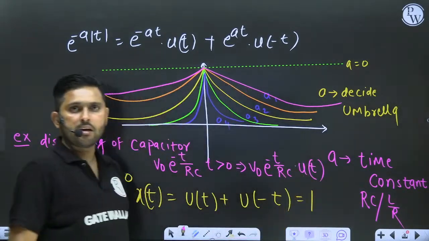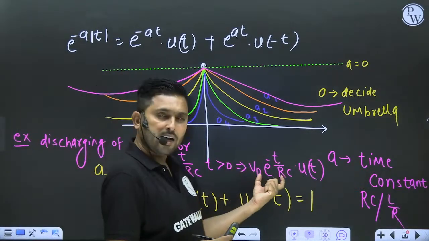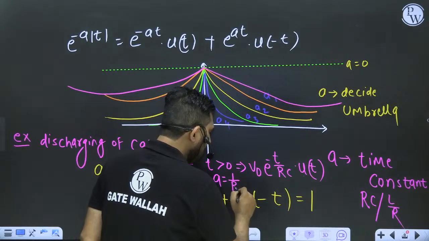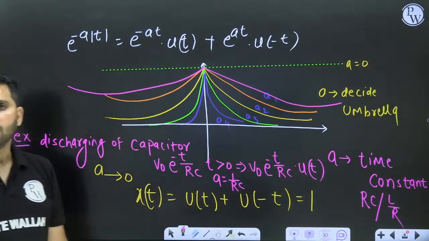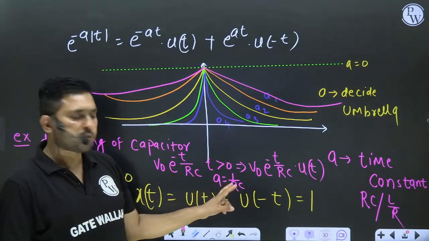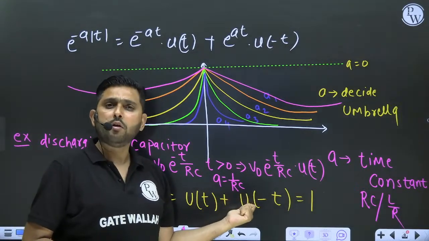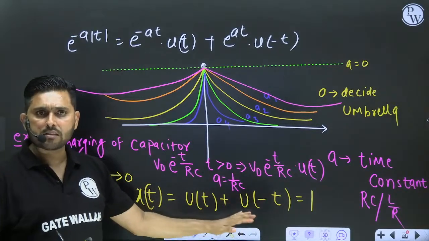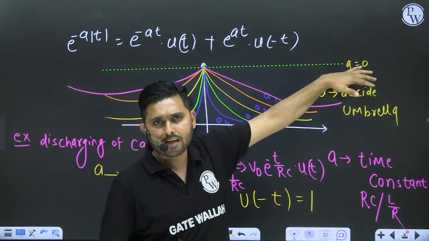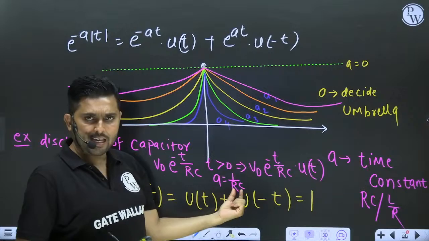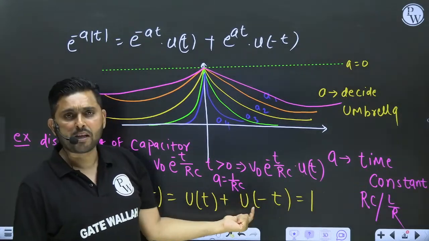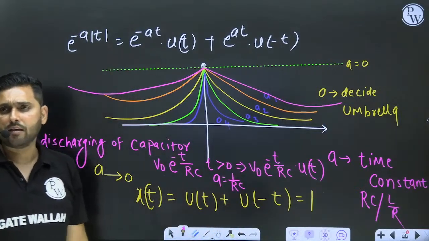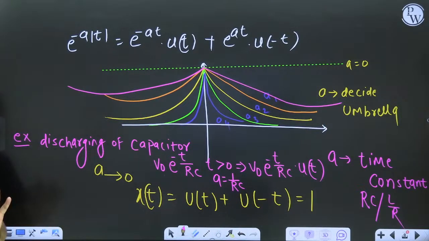So what is a here? Here a is 1 by RC. If I say that a is equal to 0, this means I am taking RC to be equal to infinity. If the time constant RC is very, very large, then the curve is exactly flat. Otherwise, you have a curve depending on the values of RC. So that is the very interesting curve.